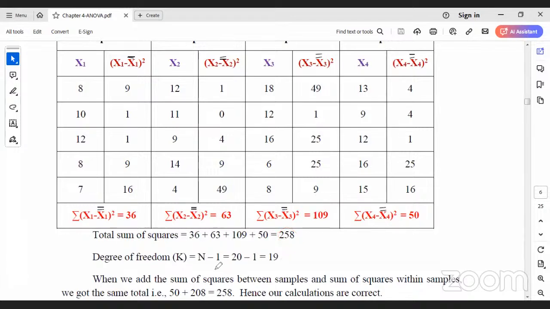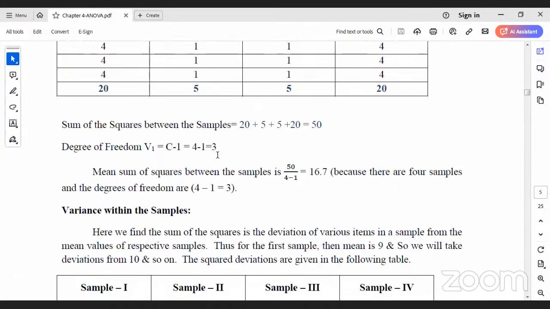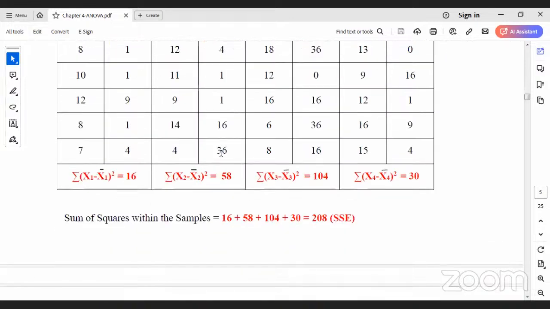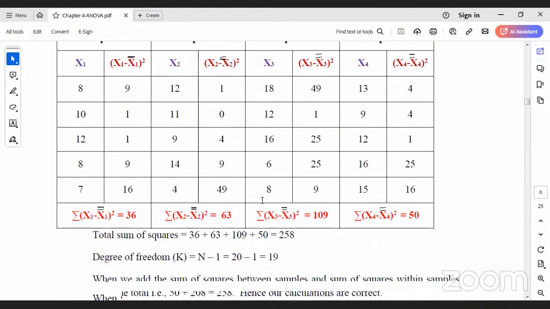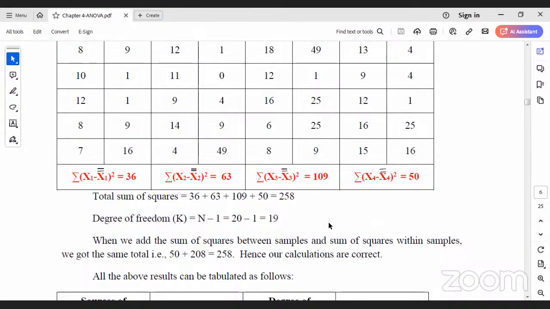So here degrees of freedom is n minus 1, that is 20 minus 1, which is 19. If you calculate the degrees of freedom also, observe carefully: the first degrees of freedom is 3, and 3 plus 16 is 19. Again, degrees of freedom also, we got 19, so our calculation is correct. When we add the sum of squares between samples and sum of squares within samples, we got the same total, that is 50 plus 208, that is 258. Hence, our calculations are correct.